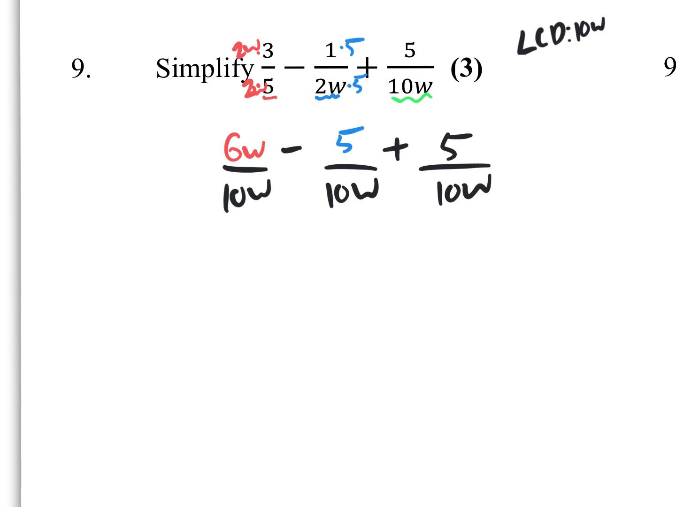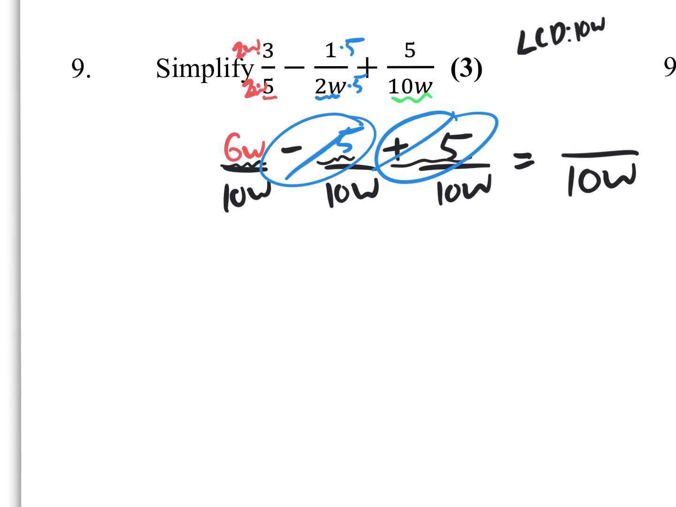And from here, all you have to do is add or subtract the numerators, which in this case is pretty simple because the answer is going to be over that LCD 10W. And when you add the 6W minus 5 plus 5, the minus 5 and the plus 5, those guys eliminate. So all you really have left is a 6W up there. Okay. Now, that is your answer.